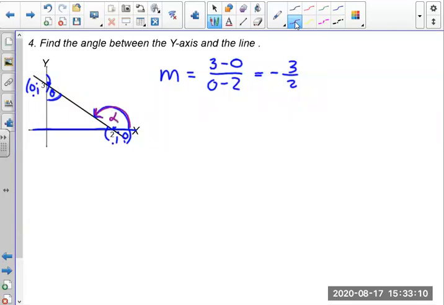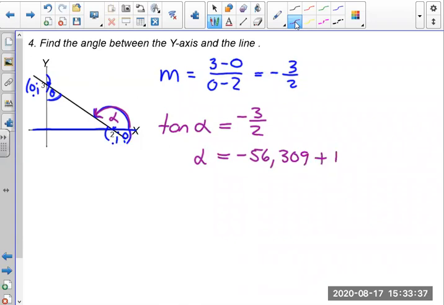That's the inclination. So I can say tan of the inclination angle is equal to the gradient. And that's the same as what we did before. If you say shift tan of minus 3 over 2, you get minus 56,309. This is this angle here. But if you add 180 to get the positive obtuse angle there, you get 123,69 again.